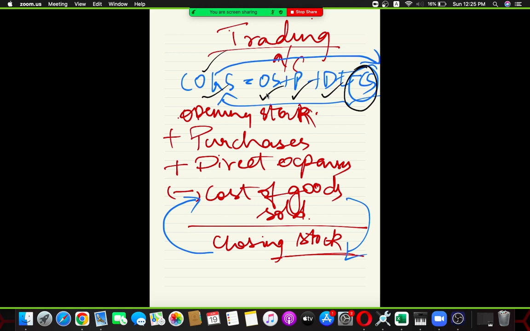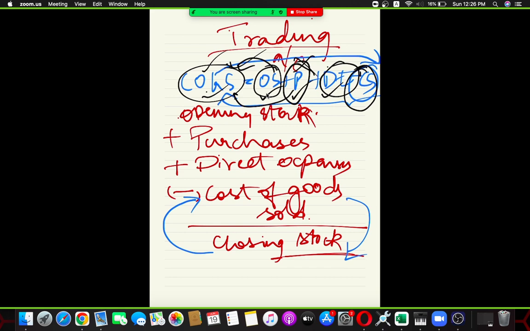If in the question all this information is provided, this information is provided, and this is not provided, don't worry, just put all these things on the other side. If you subtract opening stock from COGS, direct expenses from COGS and add closing stock to it, you will get the purchases value.